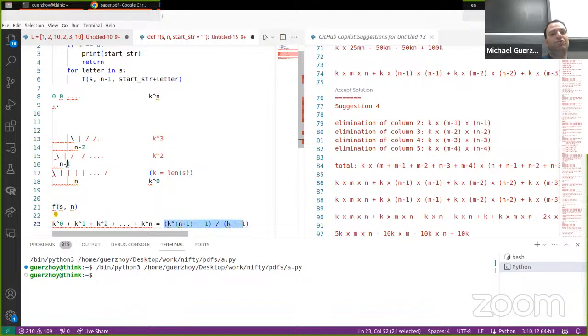So that's the geometric series. That's like this. So this term doesn't matter. K to the power of n plus 1 divided by k is k to the n.